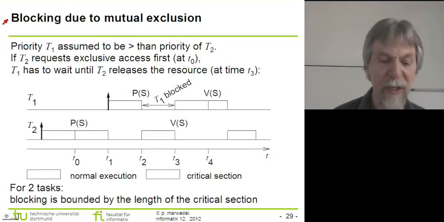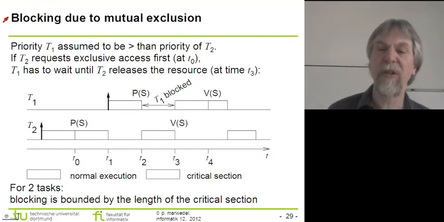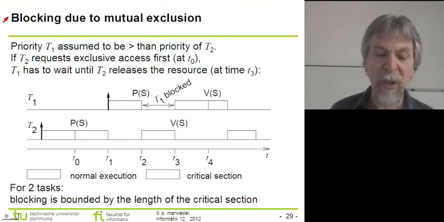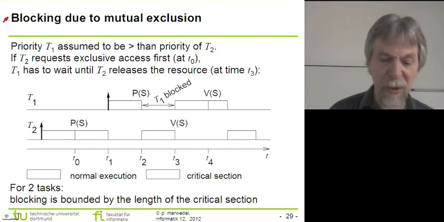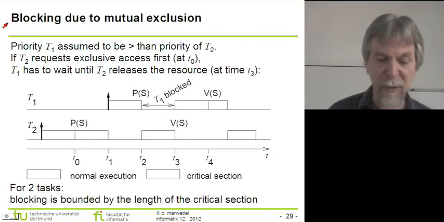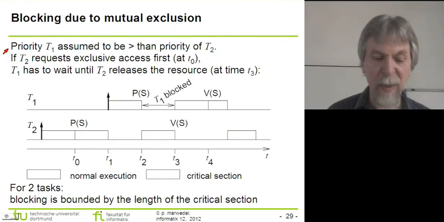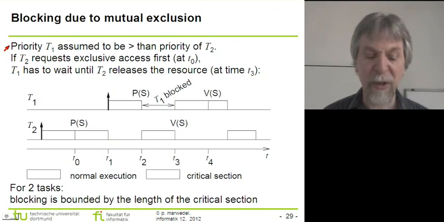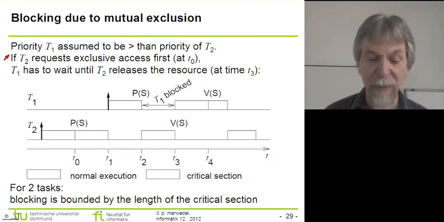Now, as a result of that, in combination with the fact that we are using preemptive scheduling, we have one effect that must be taken into account. And I'm going to introduce you to that particular effect. Let's assume for the time being that we just have two different tasks. These could also be processes or threads. And the priority of task 1 is assumed to be larger than the priority of task 2.